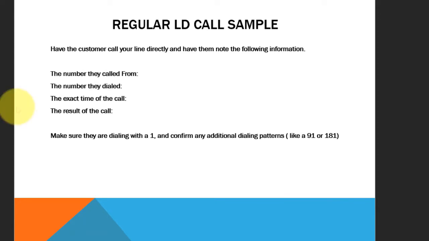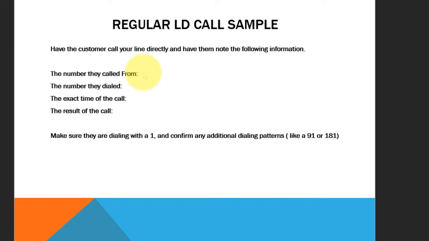Okay, hello. So now we're going to jump into how to actually make these call samples. We're going to start with the most simple one, just a regular long distance call sample. Have the customer call your line directly and then note the following information. This is the most critical information we need for call samples. We need the number they called from, the number they dialed, the exact time of that call, and then the result of that call. So pretty straightforward.